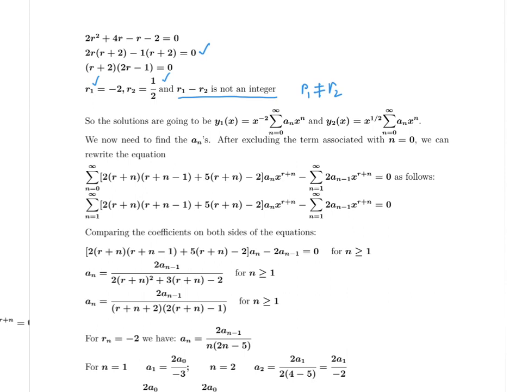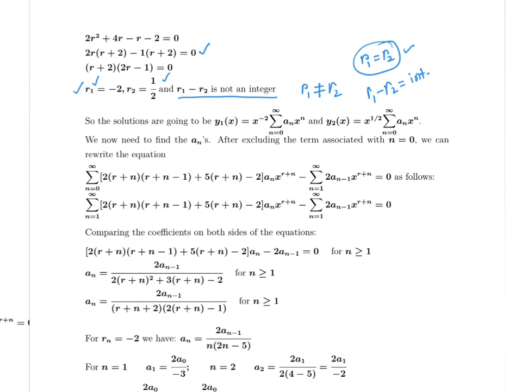If your r1 is equal to r2, that means the roots repeat, the same roots. In that case, you will have a solution that's going to be slightly different, and I will make a video for that as well. On the other hand, if your r1 minus r2 is an integer, your solution will be different too, and of course, I'll make a video for that as well.